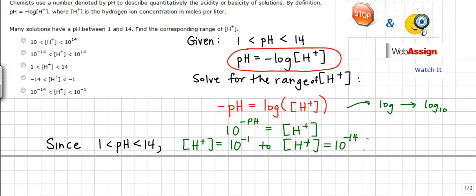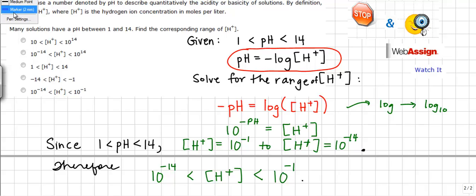Now, in order to correctly write the range in this case, you would need to ascertain which number is larger, which number is smaller. So we note that 10 to the negative 14 is actually the smaller number. And so hydrogen ion concentration is between 10 to the negative 14th power and 10 to the negative 1st power. So the most accurate choice in the list that you are given is the last one.